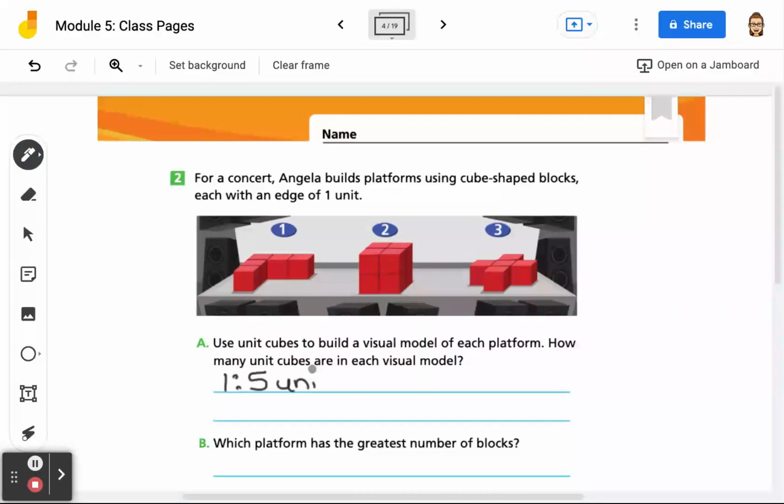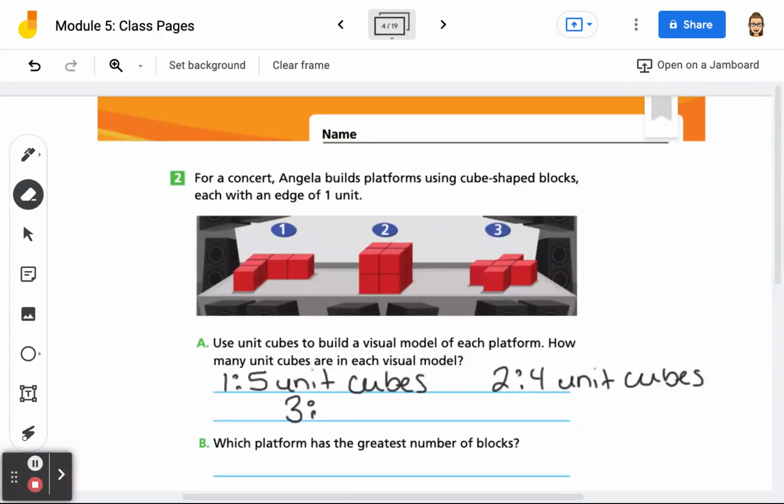And they're unit cubes. For 2, we have 4 that we can see, and then there'd be 4 behind it, so 4 and 4. So that would be a total of 8 unit cubes. And 3 would be 5 unit cubes. So which platform has the greatest number of blocks? Well, that would be platform 2.